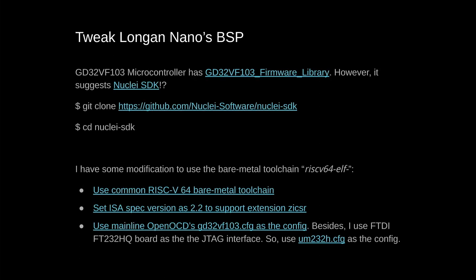Actually, the chip on Longan Nano is the GD32VF103 microcontroller, and it has the BSP on GitHub. However, it suggests using the Nuclei SDK as the BSP directly. So I git clone the Nuclei SDK from GitHub and add some modification. For example, the first thing is I want to use the riscv64 bare metal toolchain, and we have to set the ISA spec to version 2.2. I want to use the OpenOCD, so the corresponding configuration file is gd32vf103.cfg, and I use the FT232 chip as the JTAG interface, so ft2232h is the configuration file for the JTAG interface.